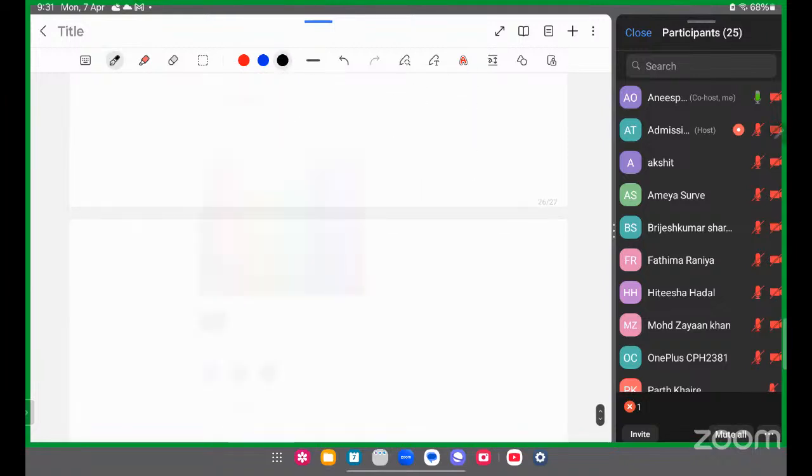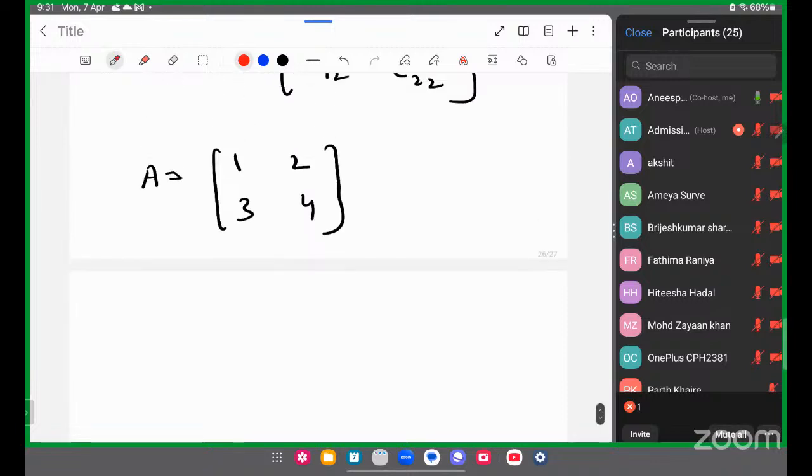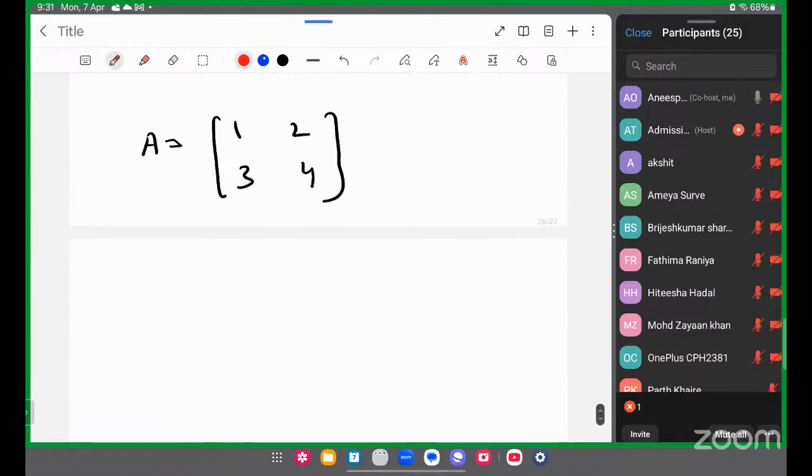Let's take an example. Let's say we have A equals 1, 2, 3, 4, and I have to write its cofactor matrix and adjoint. Again, along with the cofactor matrix and adjoint, we have to find all the minors and cofactors. So if I want to find the minor for element A11, I will write it as M11. First row, first column will be deleted. We will have 4. So C11 will be 4.